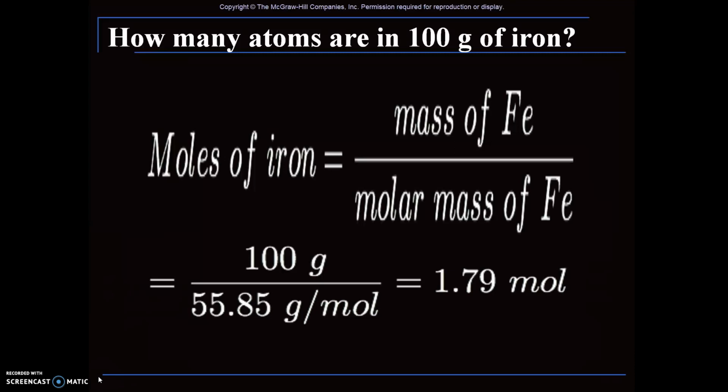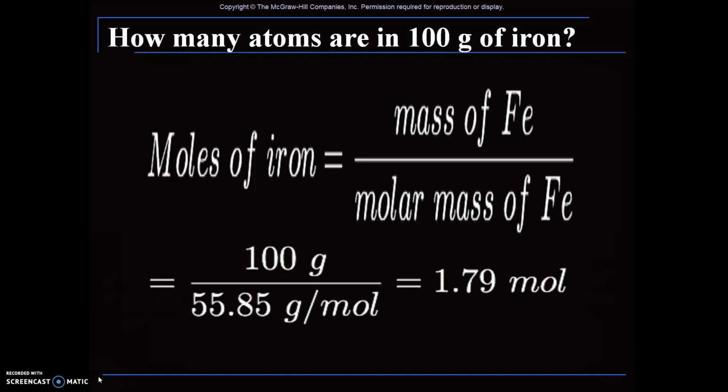Or we can find out if we already know that 1 mole of iron is nothing but 55.85 grams, then how many moles would that be if it is 100 grams of iron? So I need to find out how many moles this 100 grams would be. In order to do that, moles of iron is nothing but mass of Fe, which is iron, divided by molar mass of Fe, which is iron.